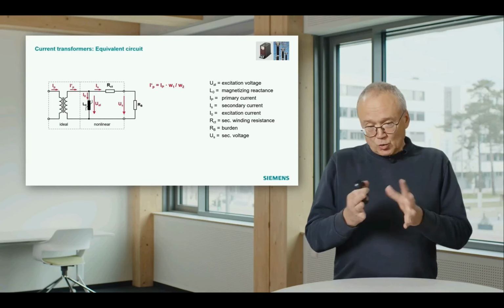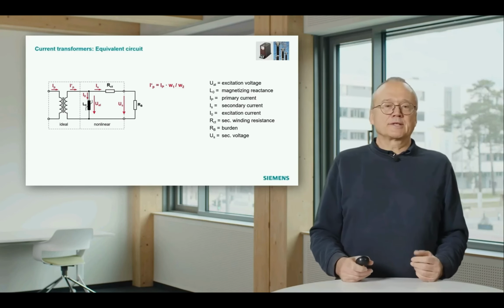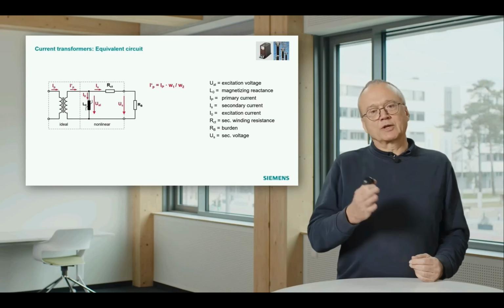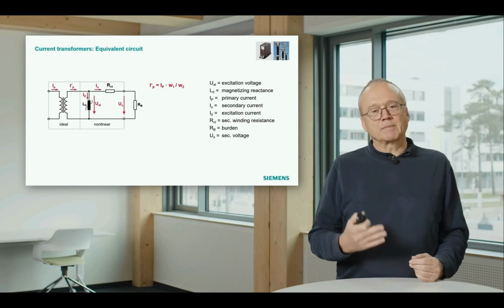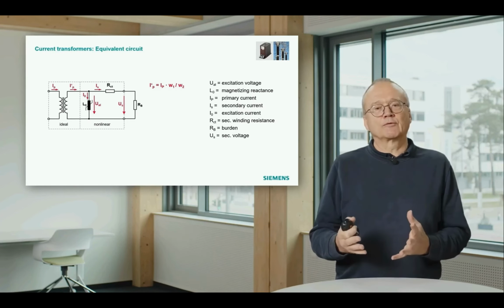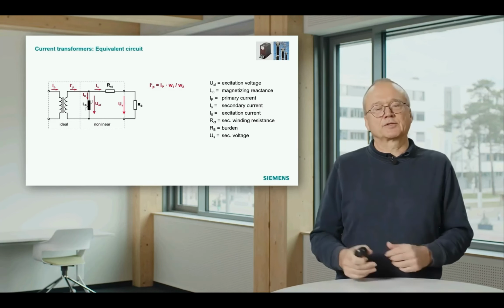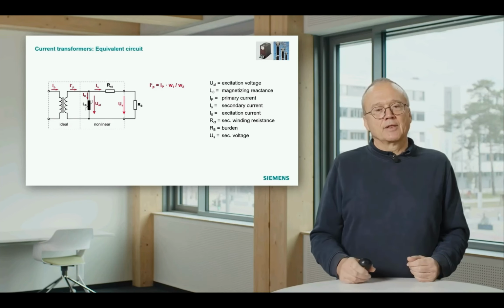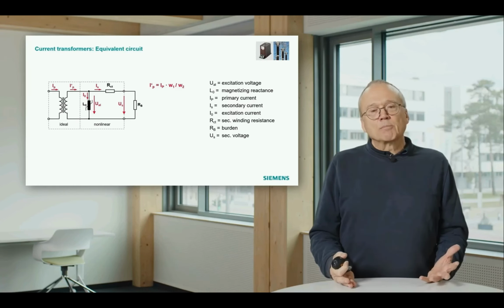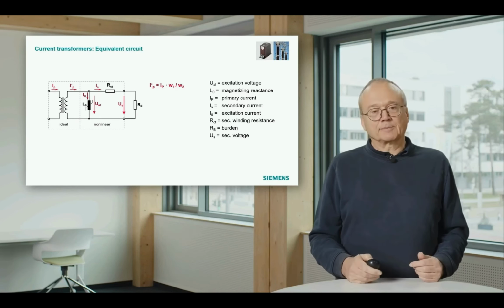So what do these additional components mean? You see, the protection device is normally connected on the right side. That means there where we have the burden, this resistor, that is an equivalent for the wiring plus the protection relay. That means the protection relay measures the current there.